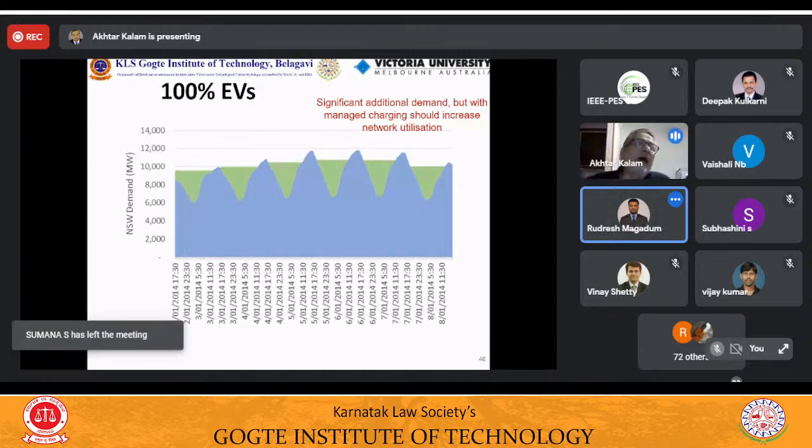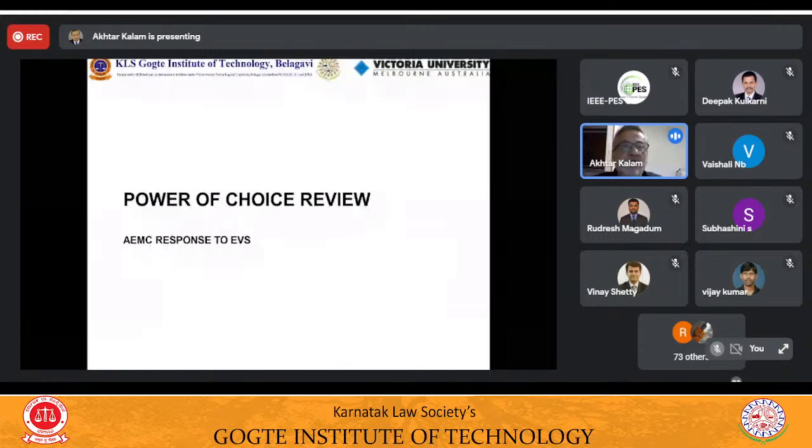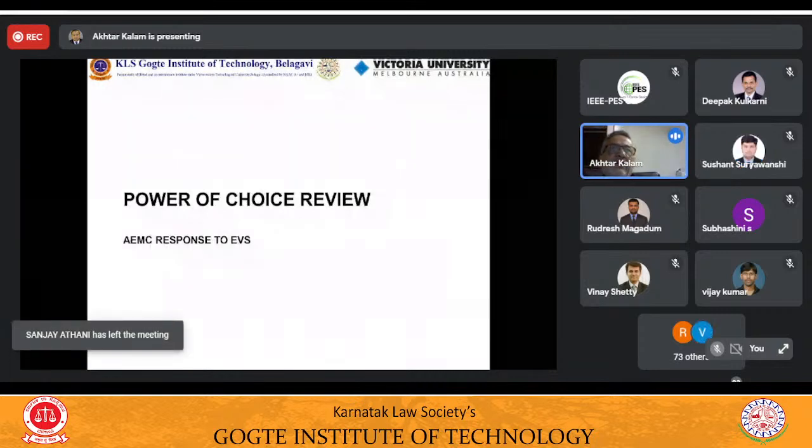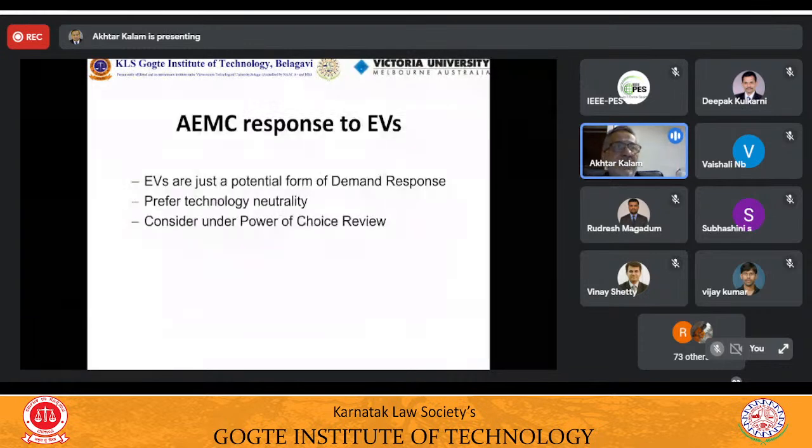Yep, no problem. Now let us look at the Australian Energy Market Commission, what they have done and looked at, the response to electric vehicles. Now we're coming to the interesting part. Up till now I was introducing the subject, now we come to the nitty gritty, the challenges. The Australian Energy Market Commission has said that this will be a great potential for demand response. They want the technology to be neutral, and they want to see the power of choice. And they've done that. This is a very interesting one, the power of choice.